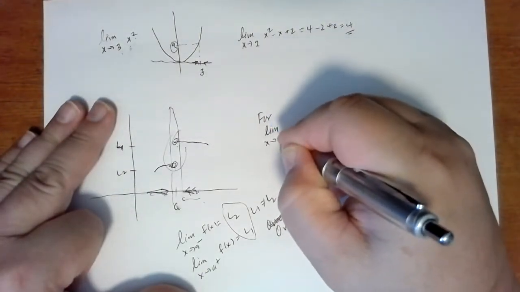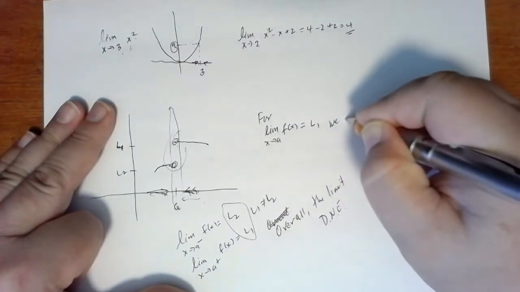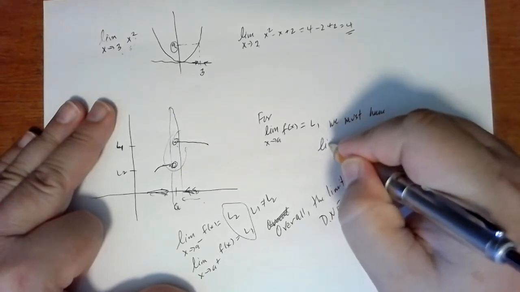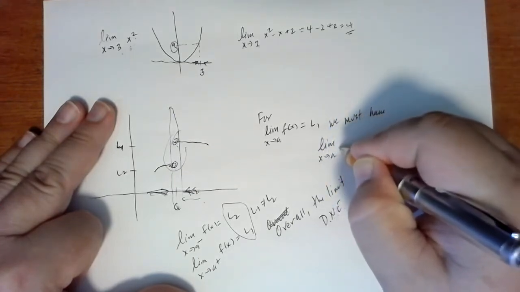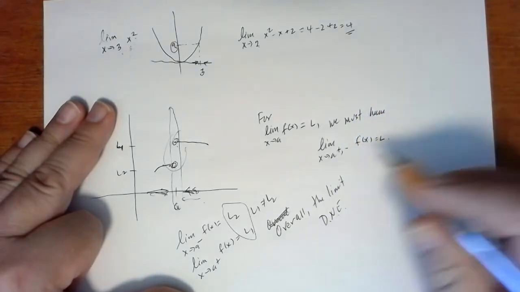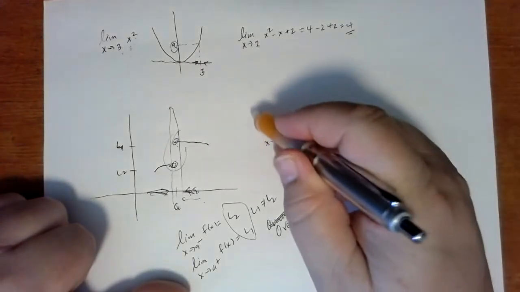So for the limit as x approaches a of f of x to be equal to L, we must have that the limit as x approaches a from the right or the left of f of x is also equal to L. They both must be equal to the same point.